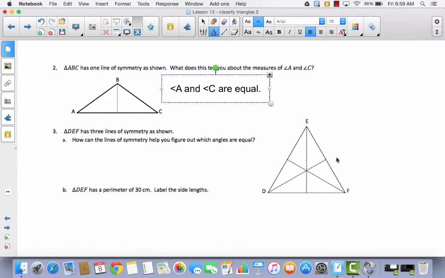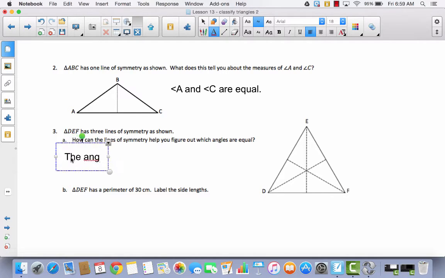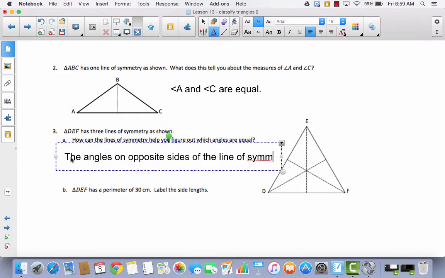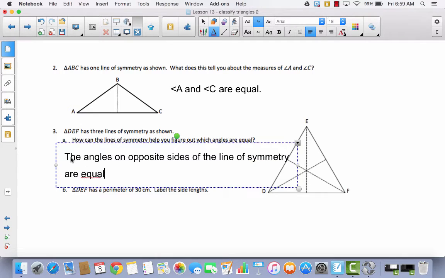Triangle DEF has three lines of symmetry. How can the lines of symmetry help you figure out which angles are equal? Well, if this is a line of symmetry, then that tells me that this angle and this angle are equal. If this is a line of symmetry, it tells me this angle and this angle are equal. So let's say, how can the lines of symmetry help you figure out which angles are equal? The angles on opposite sides of the line of symmetry are equal.